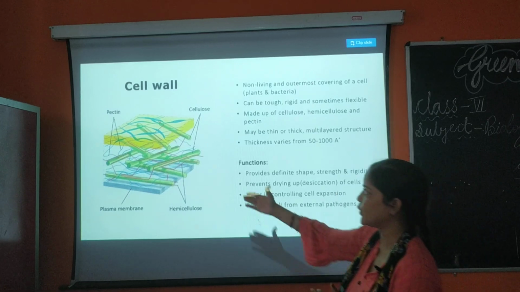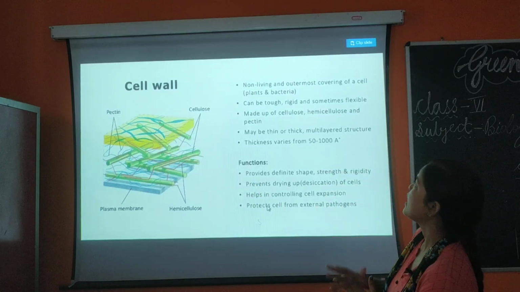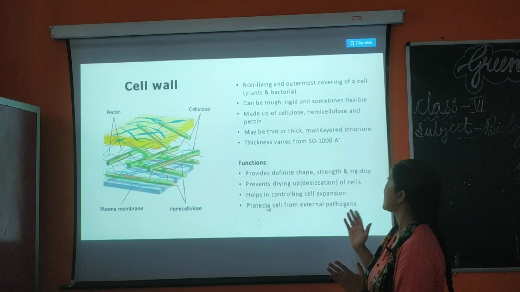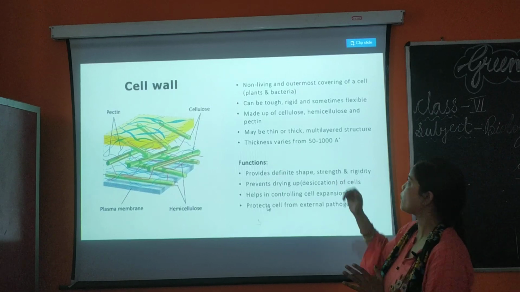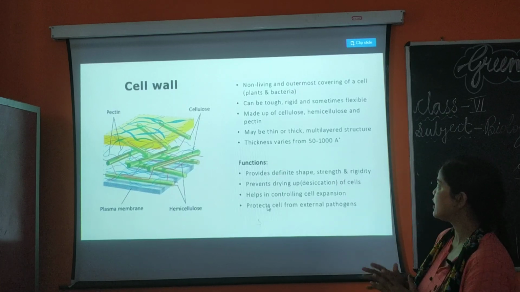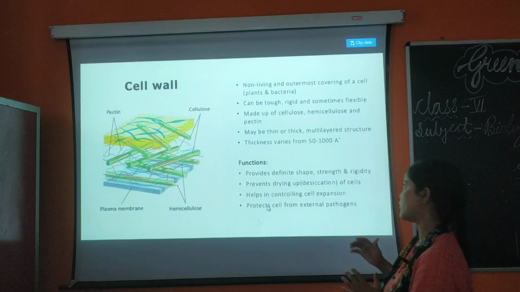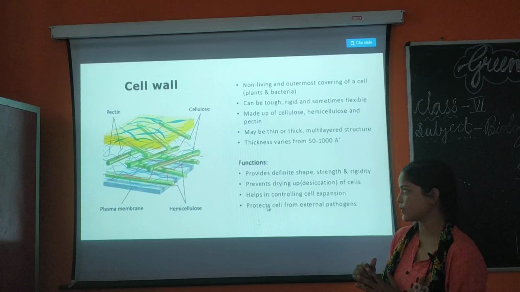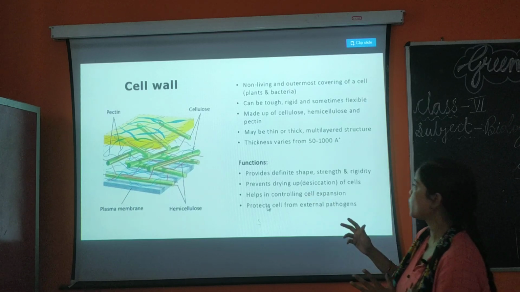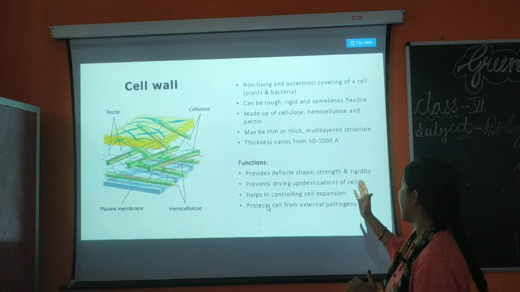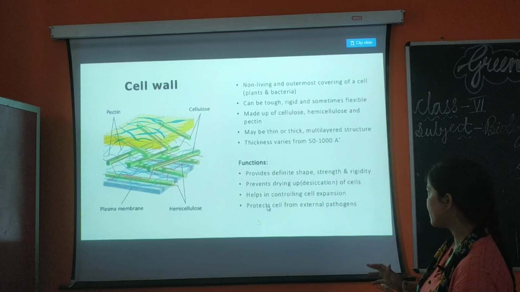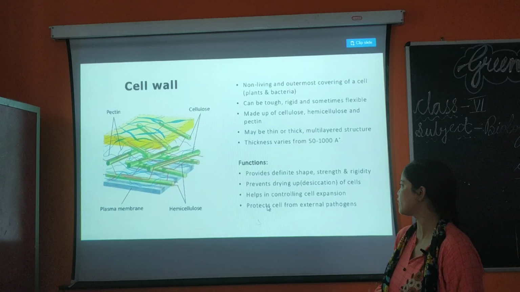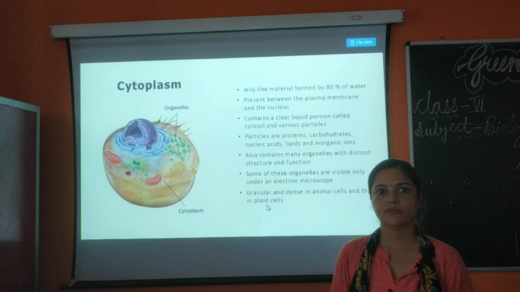So, as I told you, this is the structure of a cell wall. Non-living and outermost covering of a cell, can be tough, rigid, and sometimes flexible, made up of cellulose, hemicellulose, and pectin. May be thin or thick, multi-layered structure. Its thickness varies from 50 to 1000, and its function is that it provides definite shape, strength, and rigidity. It prevents drying up of cells, helps in controlling cell expansion, and protects cell from external pathogens.